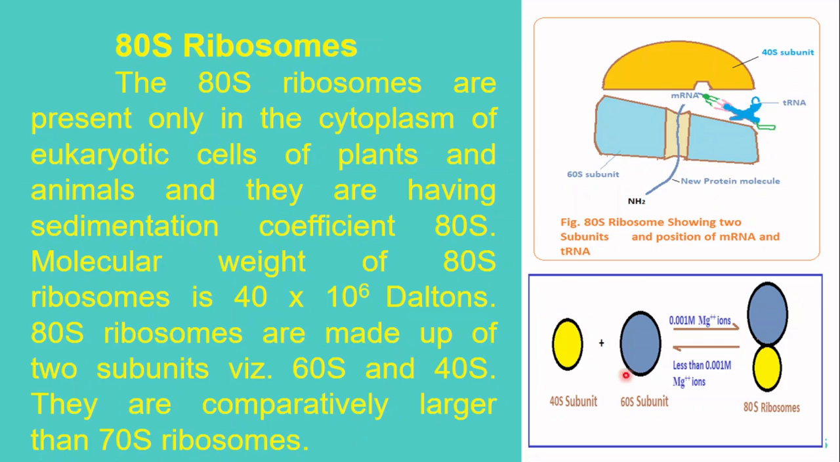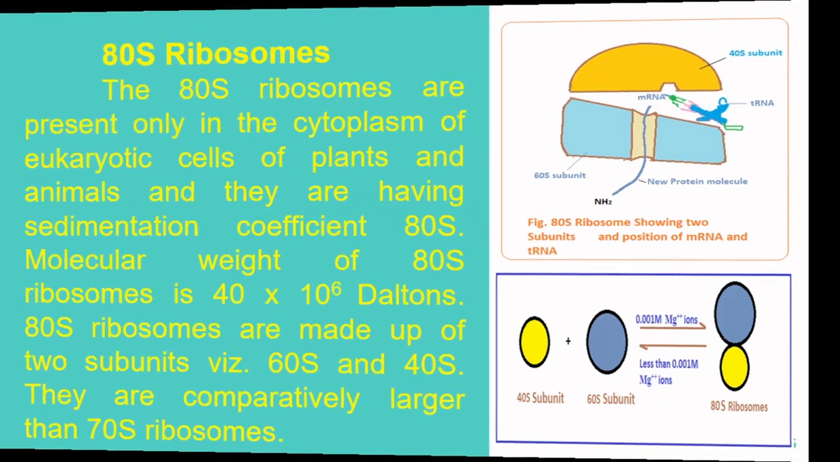Here two subunits have been shown, the 40S subunit and the 60S subunit. This is the smaller subunit and this is the larger subunit. These two subunits associate at a higher concentration, that is 0.001 molar magnesium ion concentration, and they dissociate again when the molar concentration of Mg++ ion becomes less than 0.001 molar. So these are nothing but the 80S ribosomes.